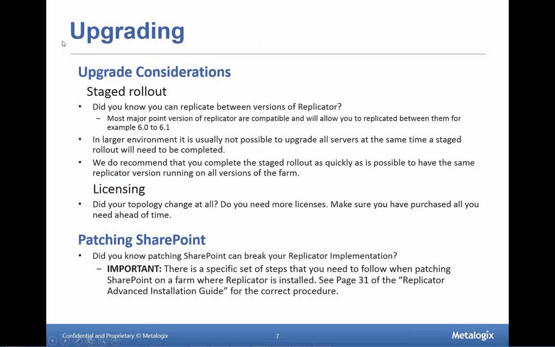And now let's talk a little bit about upgrading. Whenever we're talking about upgrading, there are a couple of other things to think about. In large organizations, especially with the Enterprise Edition, which is usually bought by large organizations, you can't always upgrade everything at the same time. So did you know that you can actually replicate between versions of Replicator? Most major point versions of Replicator are compatible with each other, and you can replicate between them. So you don't have to get your entire topology upgraded in one day.